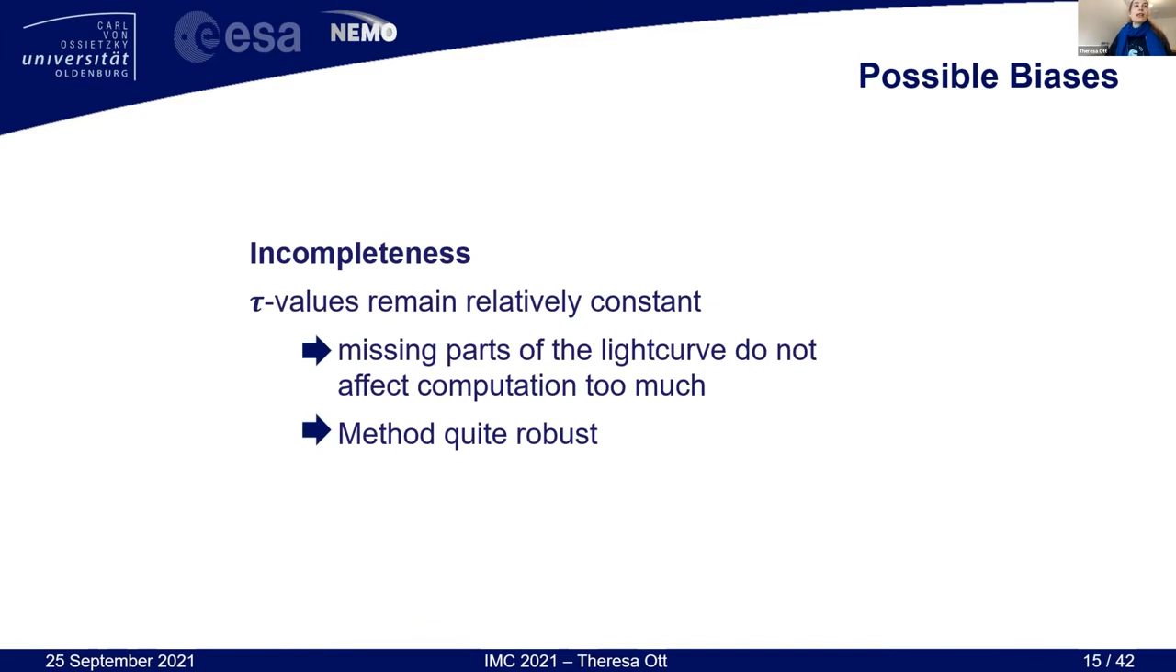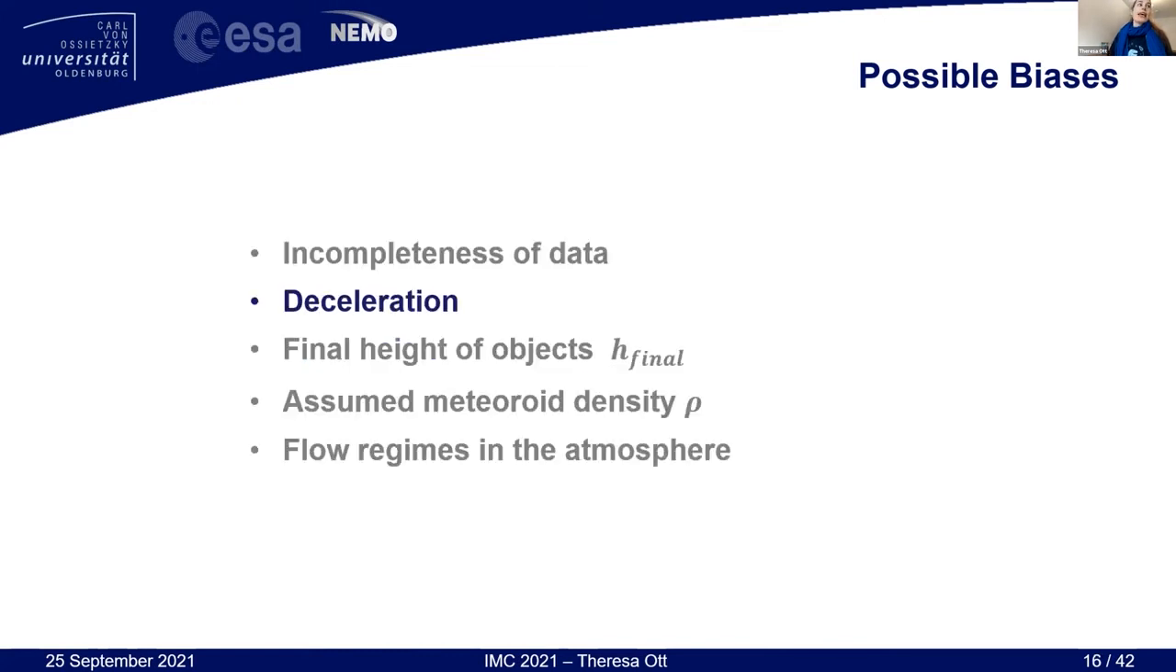And we actually find this for most of our data. So the missing parts of the light curves do not affect the computation that much. So we think this is a really great result and shows that our method is quite robust.